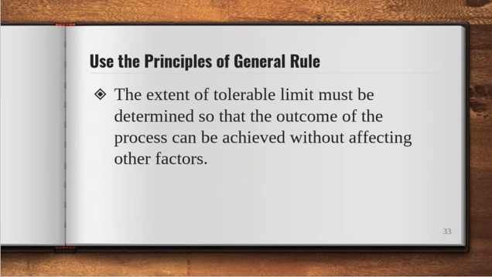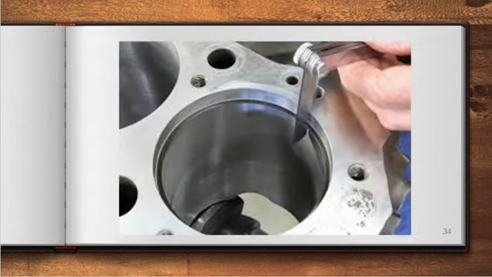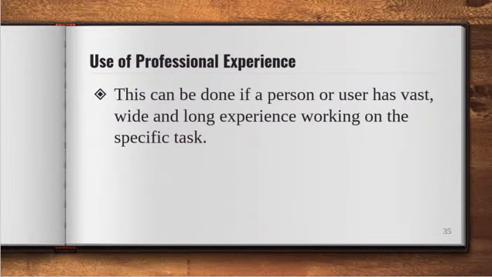The extent of tolerable limit must be determined so that the outcome of the process can be achieved without affecting other factors. An application of the piston ring and the clearance is a good example for this, as you can see in the picture. Even without the aid of specification manuals, the principle of general rule is applied by multiplying the piston diameter by 3 thousandths of an inch or 0.003 inches, and you will get the acceptable piston ring end clearance.